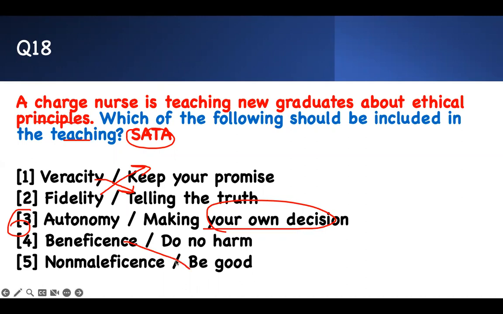Beneficence, you are being good, and nonmaleficence, you do no harm. So I flipped them so that you can know the definition. And this is the way I define it. I don't use too many words, to make it easy for you, right? There is only one answer. If you pick more than one, you get it wrong. Pick those you're confident about. So only number 3 is the right answer. The others have been flipped back on themselves.